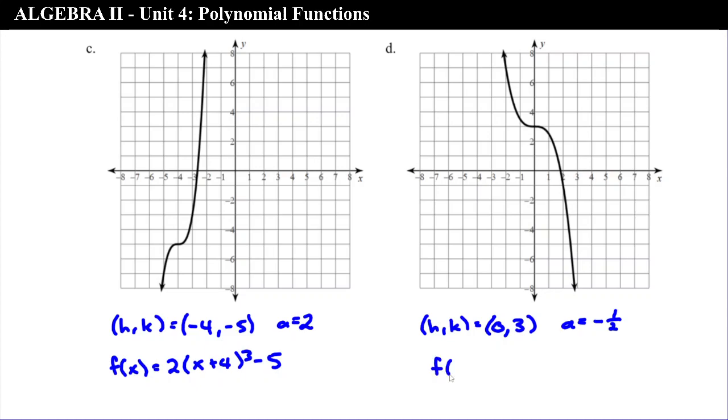And so our equation for this becomes f of x equals -1/2. And we don't have to use the parentheses because we don't have an h to put in with it. So we can just do x to the third plus 3. And that's the equation for that one.